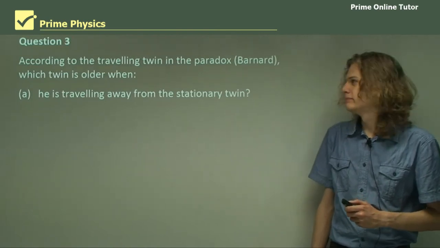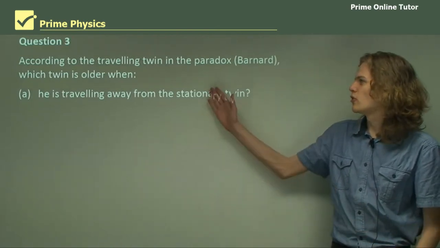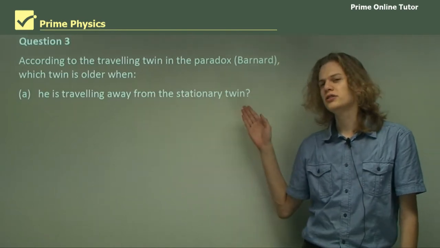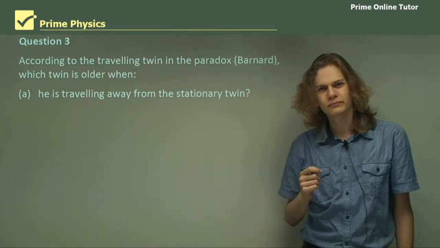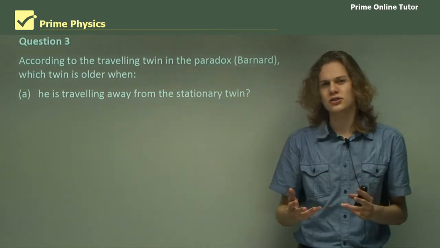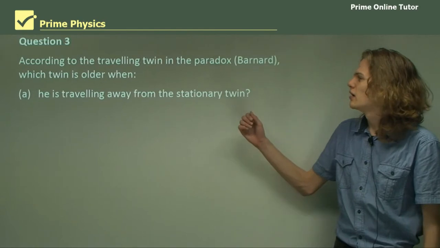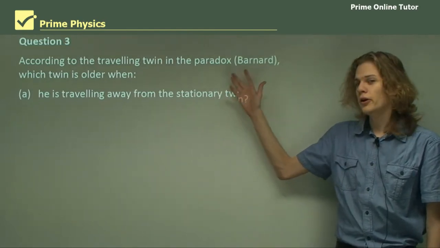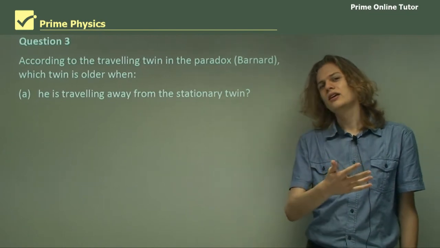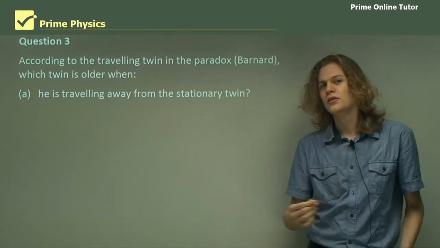Question 3. According to the travelling twin in the paradox, which twin is older when Barnard is travelling away from the stationary twin? So this will be right at the start of the situation that's set up in the paradox. So according to Barnard, and in his rest frame, Gaia is the one who's moving, and the Earth along with her.